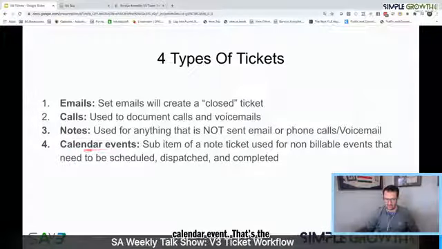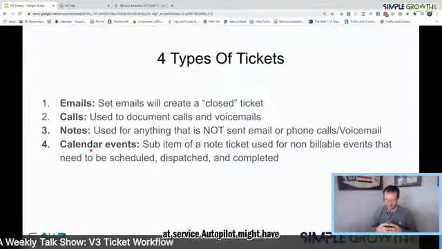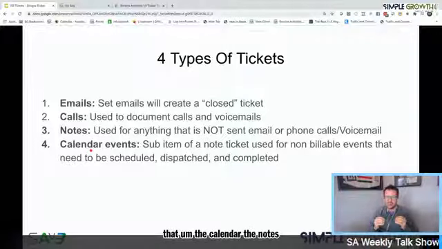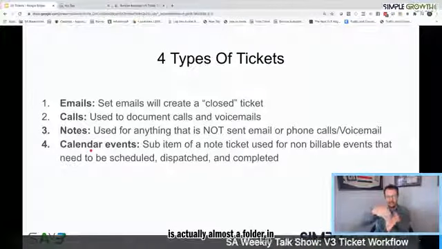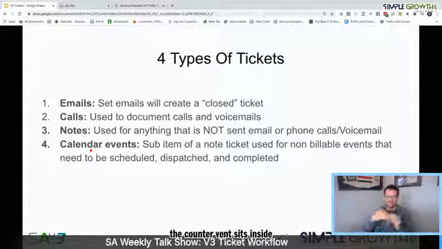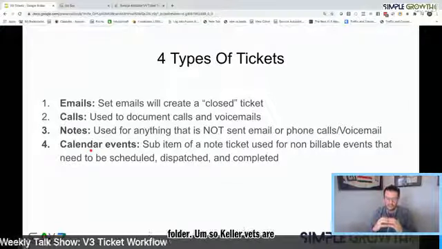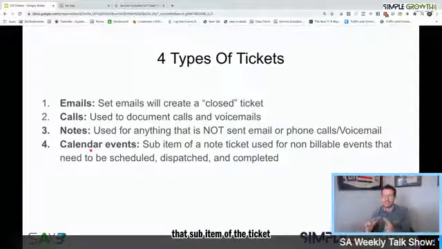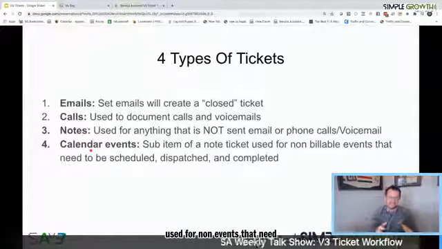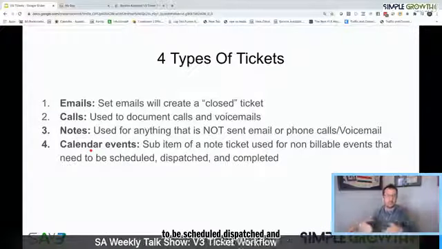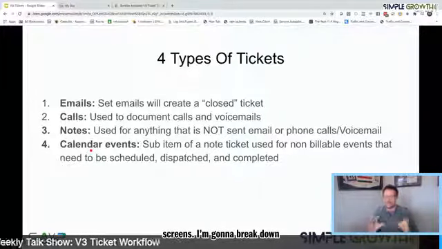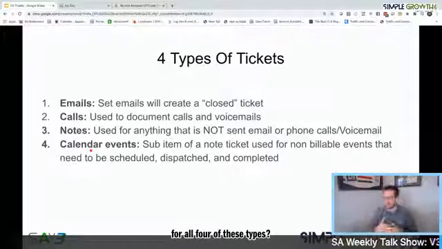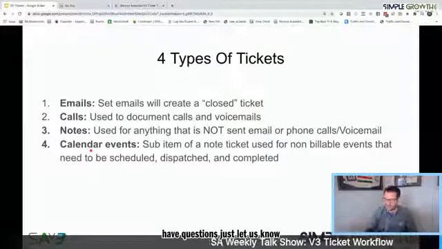That's the fourth type. So I think someone at Service Autopilot, might have been Rain, in their training really eloquently explained that the notes is actually almost like a folder, and the calendar event sits inside that folder. So you can have multiple things inside that folder. So calendar events are that sub item of the ticket used for non-billable events that need to be scheduled, dispatched, and completed. In the next few screens, I'm going to break down on an extremely high level what the use case scenarios are for all four of these types of tickets. And once again, if you have questions, just let us know and we're happy to break that down for you.